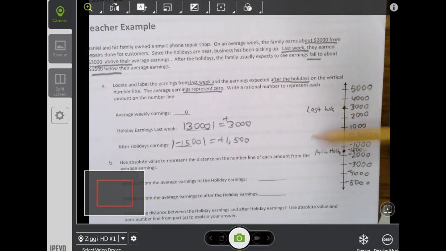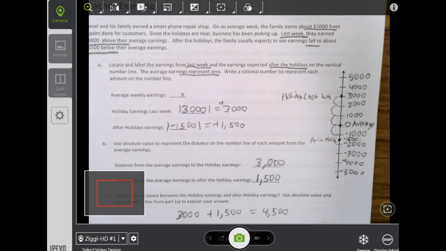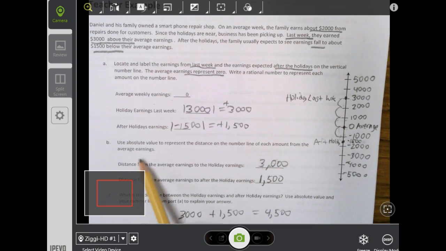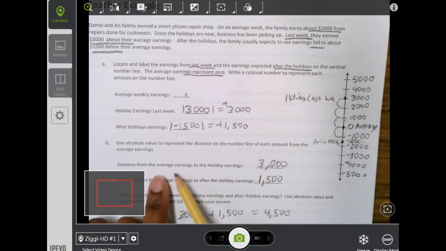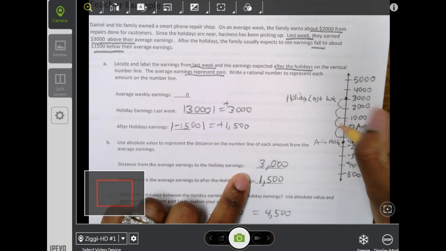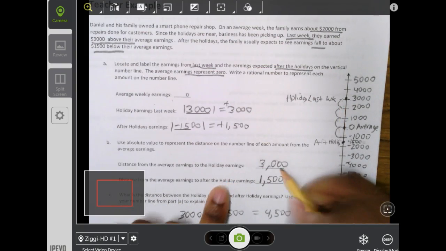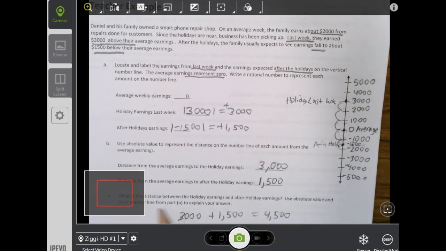Now let's look at part B. Use absolute value to represent the distance on the number line of each amount from the average earnings. So the distance from the average earning to the holiday earnings, if we look from 0, is 1, 2, 3, 3,000. And the distance from the average earnings to the after holiday earnings is 1,500.